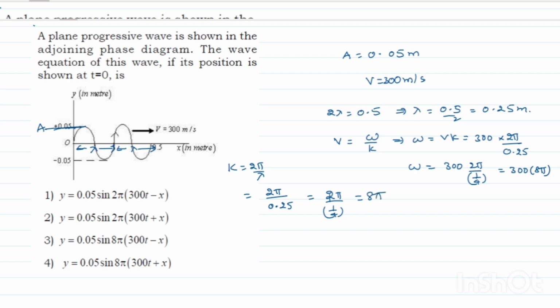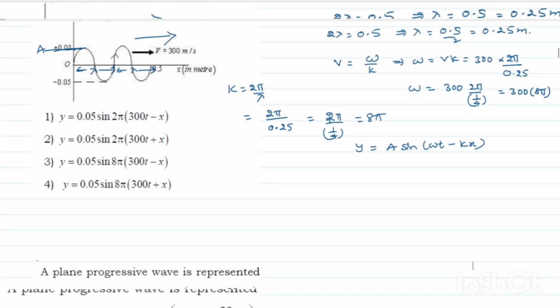Now you can write the wave equation. Here the wave is propagating along the positive x-axis, so the equation of the wave will be y equals a sine of omega t minus kx. The amplitude we have already calculated as 0.05, into sine of omega, which we calculated as 300 into 8 pi, into t, minus k, which we calculated as 8 pi, into x.